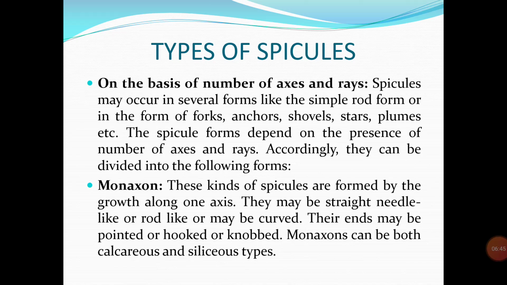First, monoaxon. These kinds of spicules are formed by growth along one axis. They may be straight, needle-like or rod-like, or may be curved. Their ends may be pointed or hooked or knobbed. Monoaxons can be both calcareous and siliceous type.